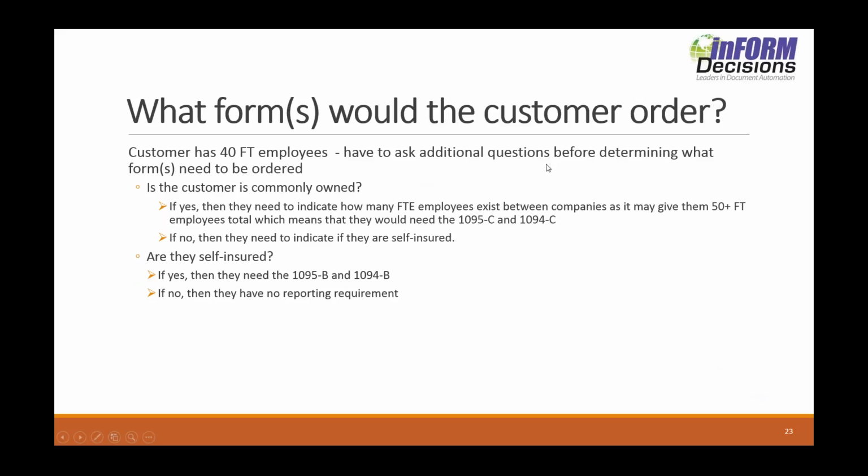What forms would the customer order? Here's another example. They have 40 full-time employees. You have to ask additional questions before determining what they might need. If they're commonly owned, then they need to indicate how many full-time employees exist between companies, as it may give them 50 or more full-time employees. If no, then they need to indicate if they are self-insured. If we find out they are self-insured, then they'd need the 1095B and the 1094Bs. If no, then they don't have any reporting requirements.